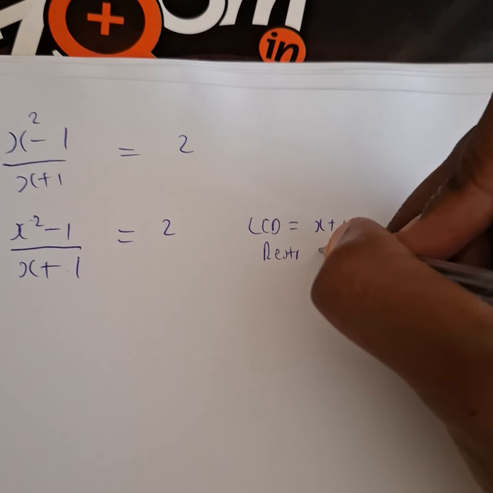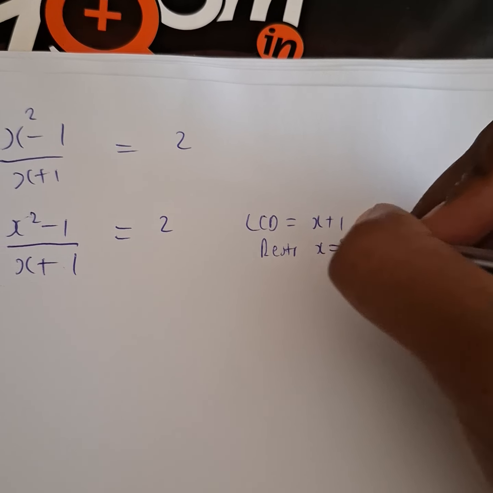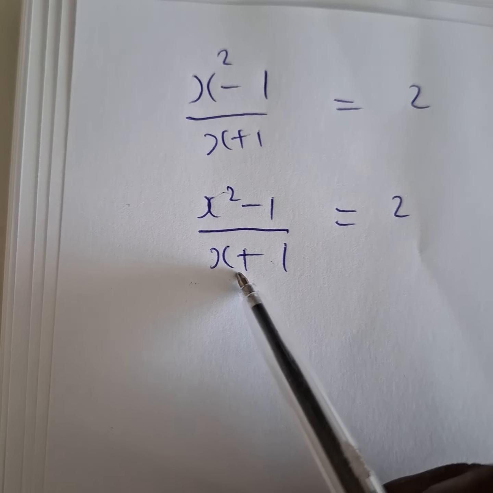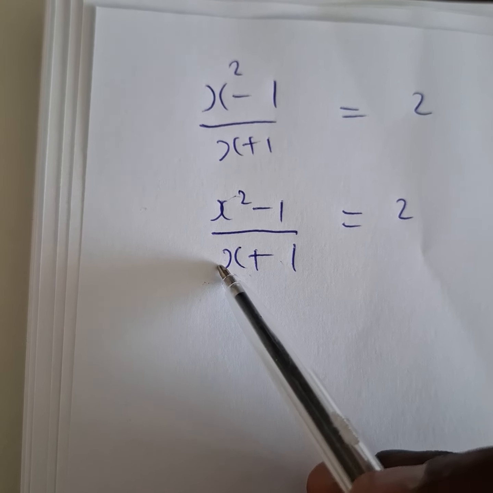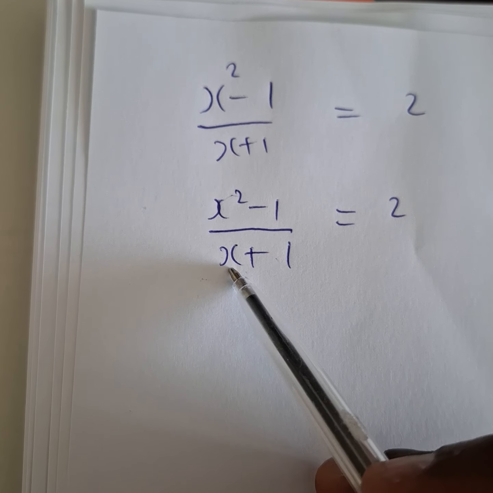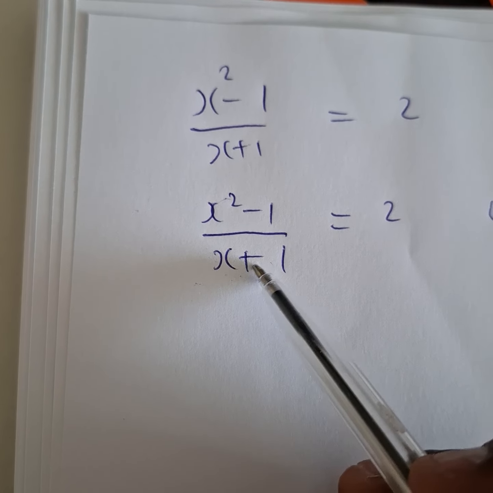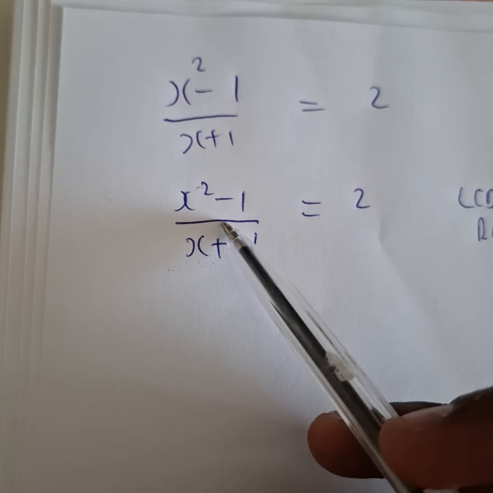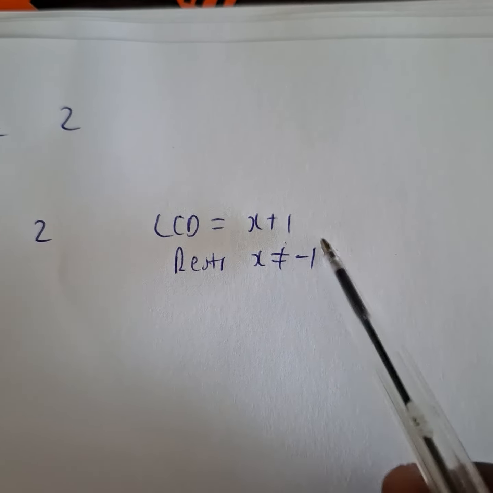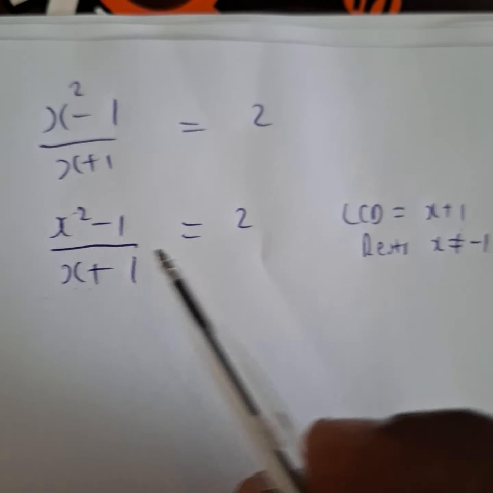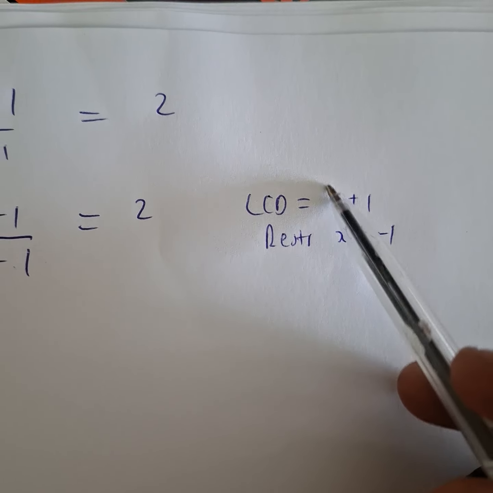Then we write down the restriction according to the LCD. That basically means the value that x cannot be, because if x was a certain value that would make this denominator 0, it means that the equation is undefined. So x cannot be -1, and that is basically in line with the fact that the LCD is x plus 1.